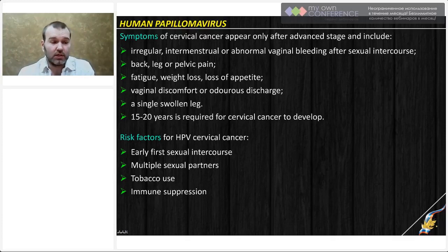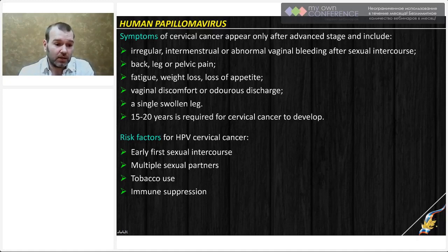So usually human papillomavirus requires about 20 years to progress to cancer, and of course it is a long period. It is a kind of slowly progressing disease, but still, of course, that disease should be identified properly and treated as soon as possible. We have several risk factors for HPV cancer.